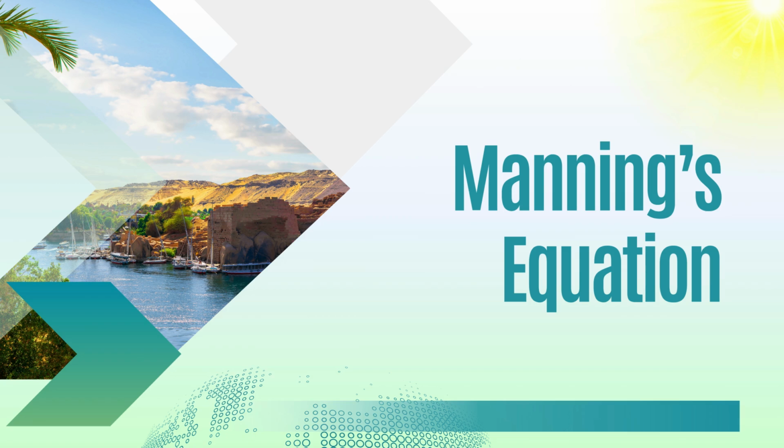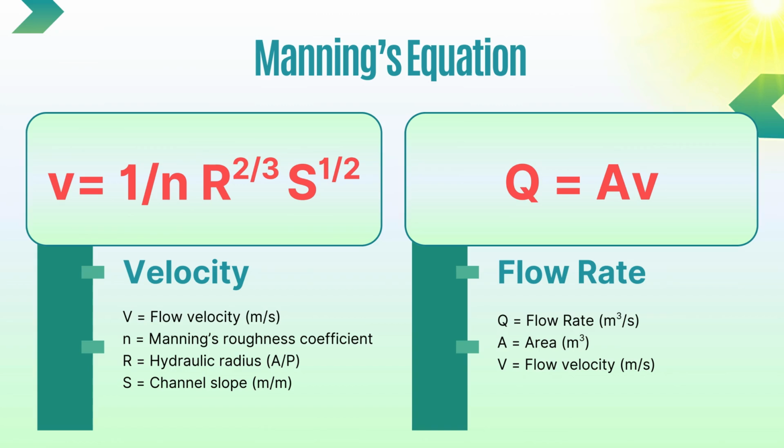Manning's equation is a key formula used in open channel hydraulics. It helps us estimate the velocity of water flowing through a channel by considering 3 main factors: the roughness of the surface, the shape and size of the channel, and the slope or steepness of the bed. This equation is especially useful because it's simple, yet reliable for many real-life applications.